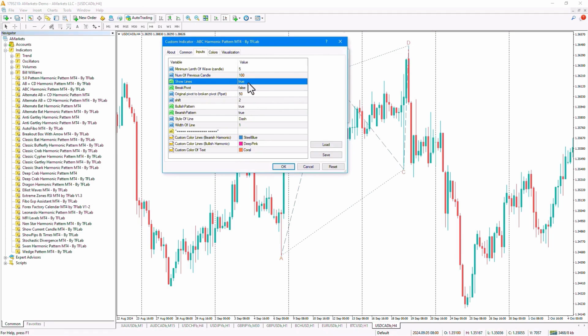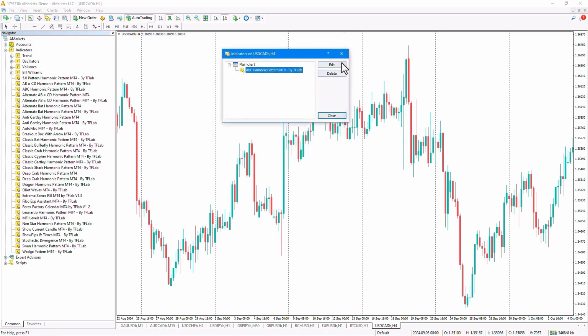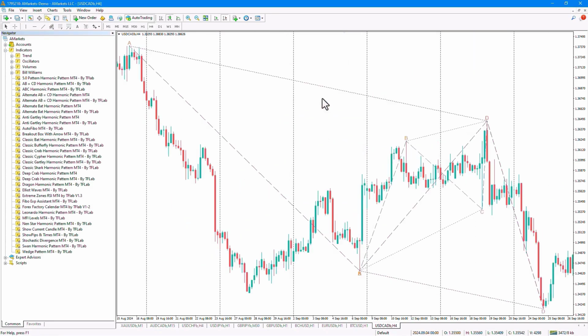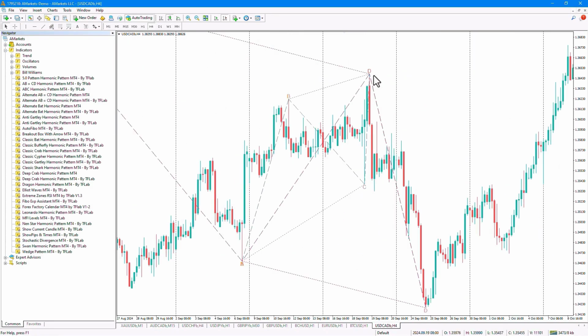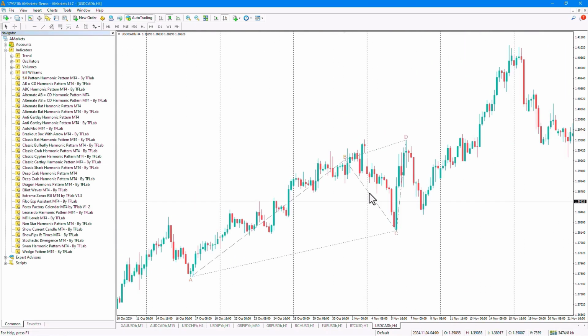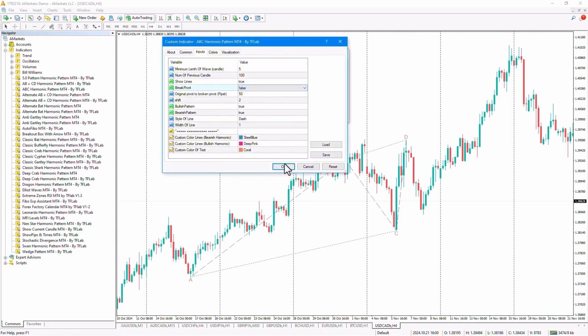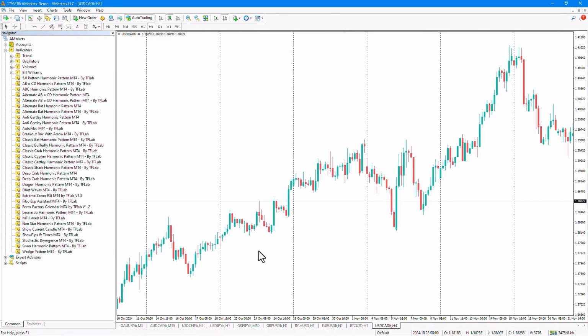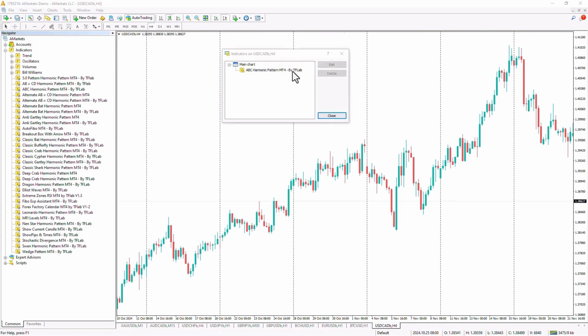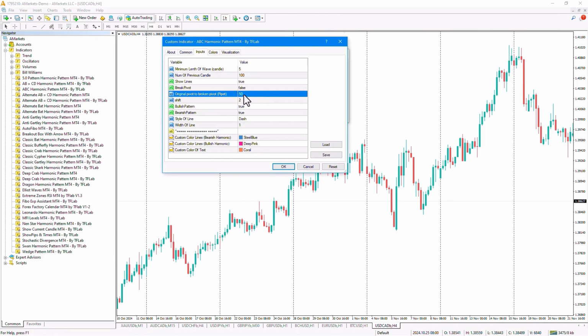In the next section, we can enable or disable the display of the harmonic pattern lines. In the next section, we can enable or disable the break pivot, which is disabled by default. If we set this option to true, it will also display, for example, harmonic patterns that have experienced a breakout. For example, in this section, the harmonic pattern hasn't formed for us because of the filter we've set below.